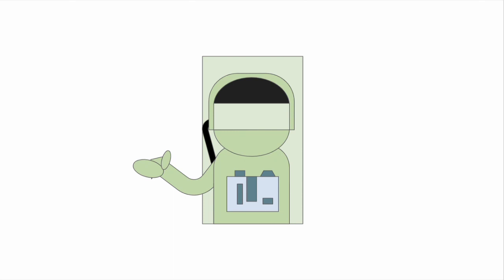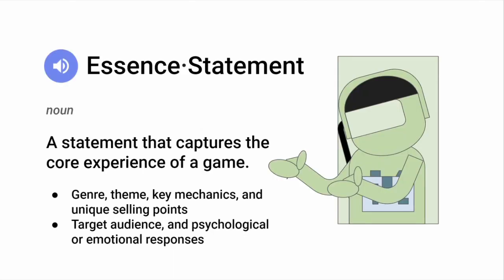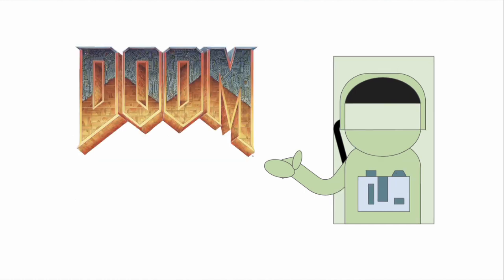Step 1 is to write that essence statement. An essence statement captures the core experience you want to provide players. It typically includes the game's genre, theme, key gameplay mechanics, and unique selling points. It may also include information about the target audience and the desired emotional and psychological response you want to get from players. A famous example that I found in an article online was Doom's essence statement.